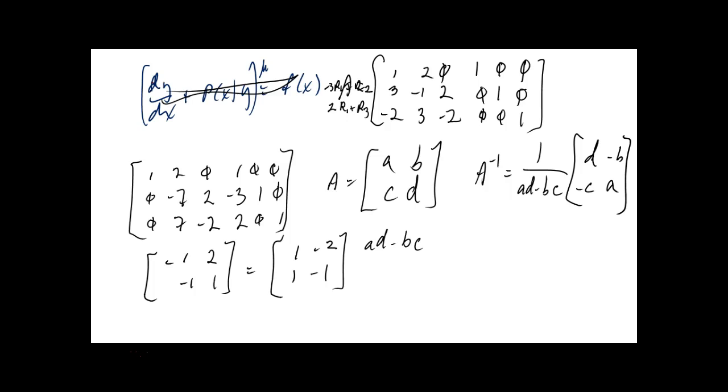Okay. Then the next one that we did that was 2 by 2 was 1, 4, negative 1, negative 3. Okay. What would be its determinant?